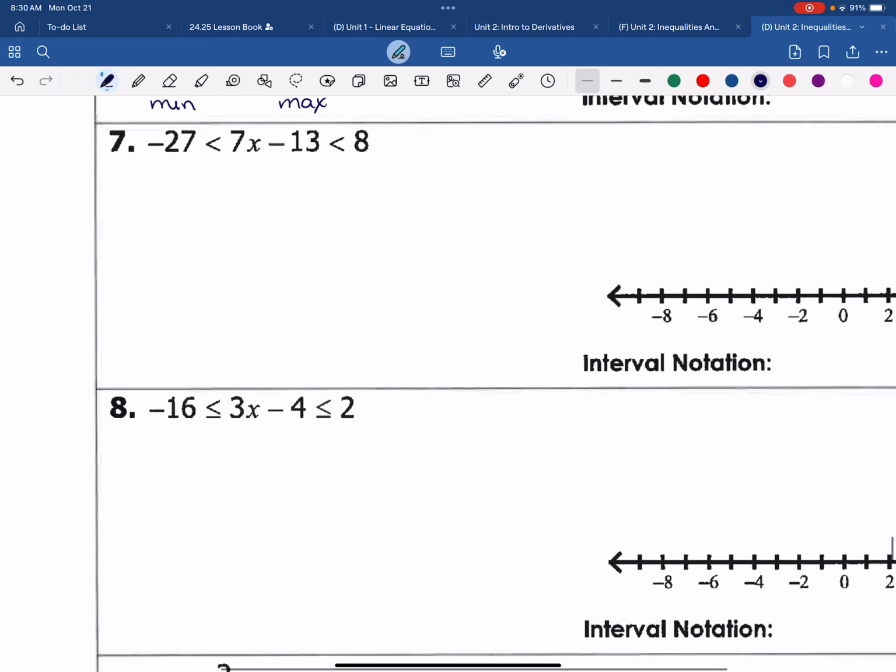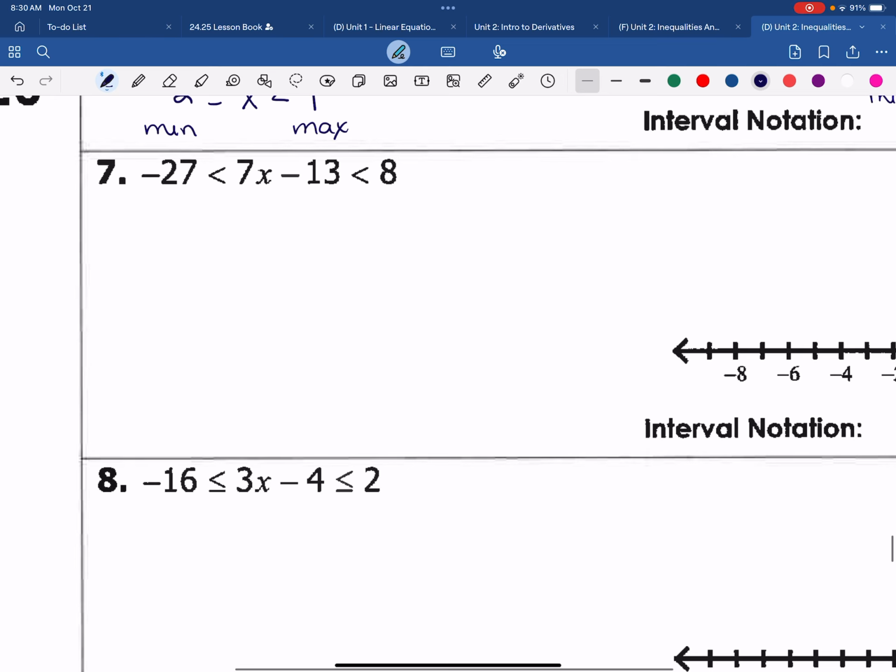All right, let me show you what this looks like when we solve it within one inequality. If I have something like this, I'm looking just at this statement, and I'm saying, okay, how am I getting this x by itself? To get x by itself, I'm going to add 13. So I need to add 13 on this inequality and add 13 over on this inequality.